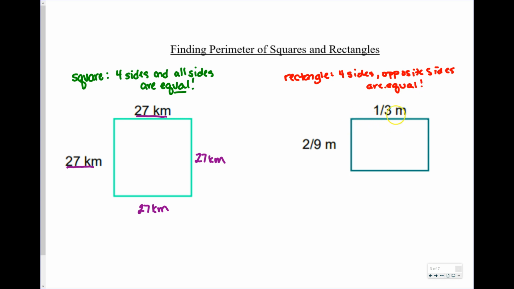So notice that this is 1/3 and this is 2/9. Those aren't equal, so this isn't a square. However, since it's got these right angles here, it's definitely a square-ish shape.